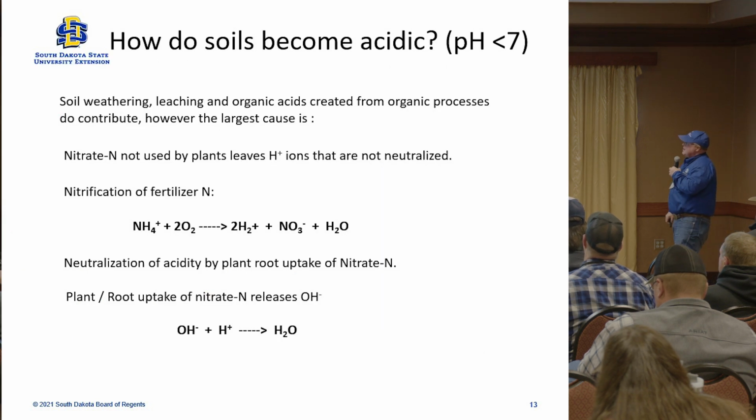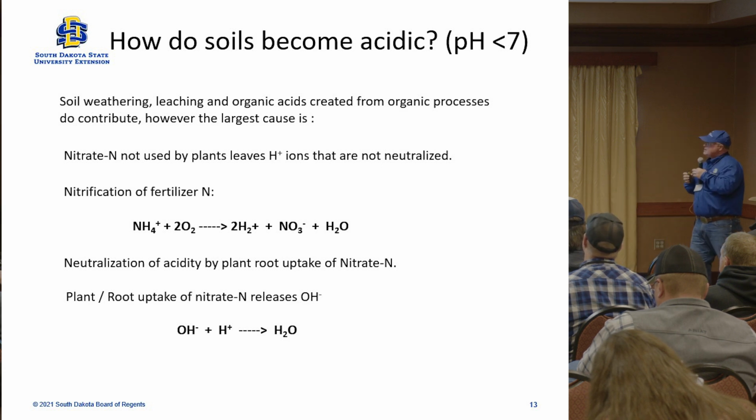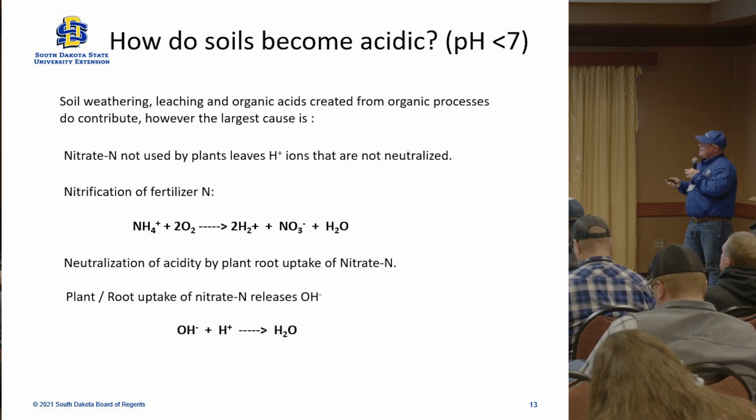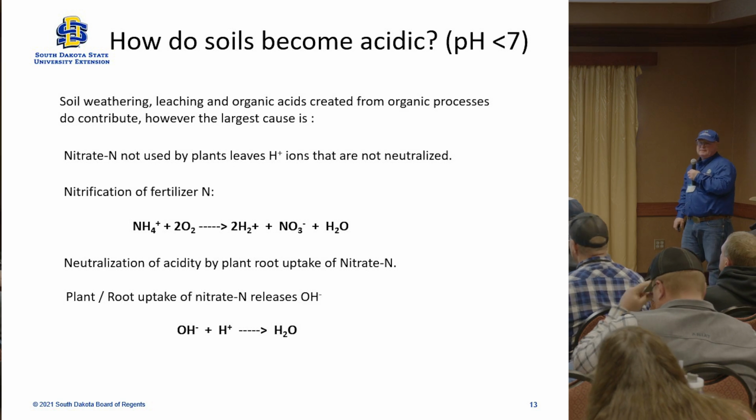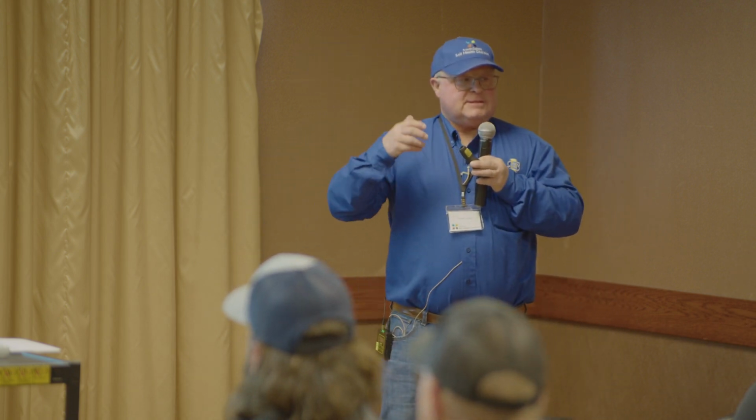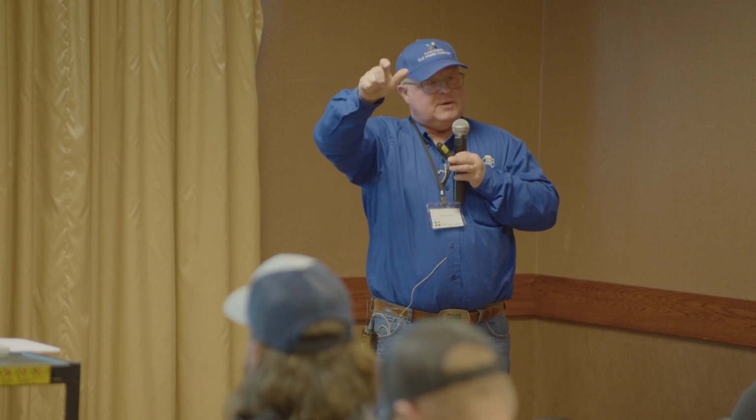So how does the soil become acidic? Well, it gets there because of soil weathering, leaching, organic acids produced by plant growth over time. They contribute to that process, but the largest one has come from our use of nitrogen fertilizers. Okay? Leftover nitrate has got levels of hydrogen ions in the soil because of the nitrogen mineralization process. There's a hydrogen there, okay?